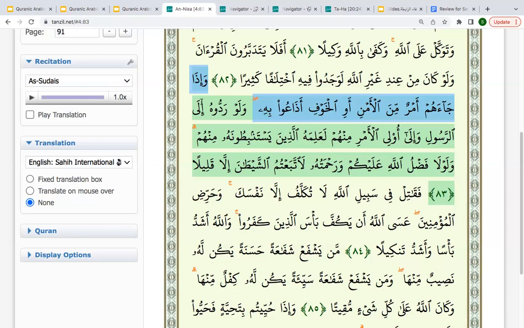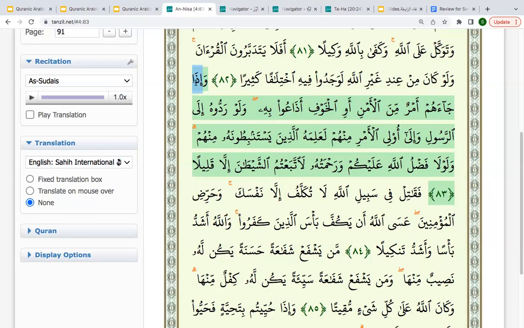Now, idha ja'ahum amrun min al-amni aw al-khawfi adha'u bihi. What do you think about this? Idha, idha, غير جازمة أدوات الشرط. Is it an ism or a harf? Idha. It is ism.